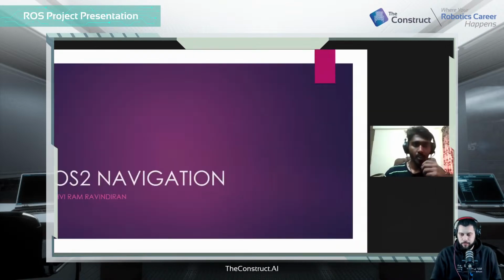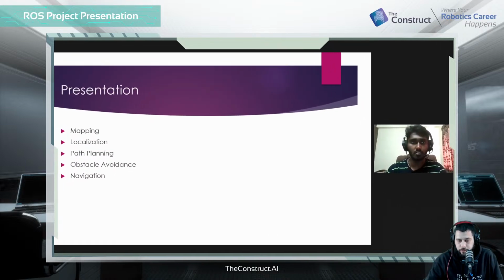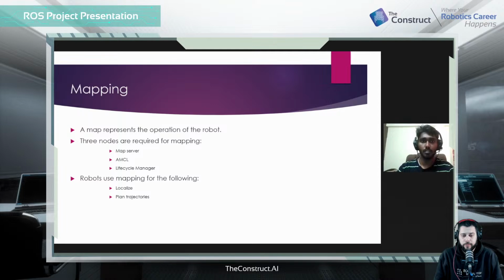ROS2 navigation, the project involves mapping, localization, path planning, obstacle avoidance, and navigation. So we start with first mapping the robot. Mapping is an operation of a robot. It basically requires three nodes for this project: the map server, AMCL, and lifecycle manager. Robots use mapping in general to localize and to plan trajectories as well.